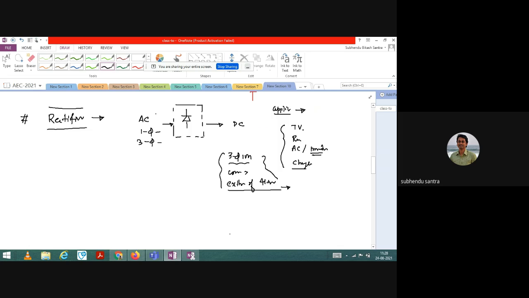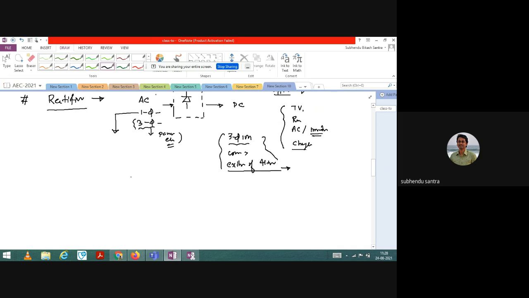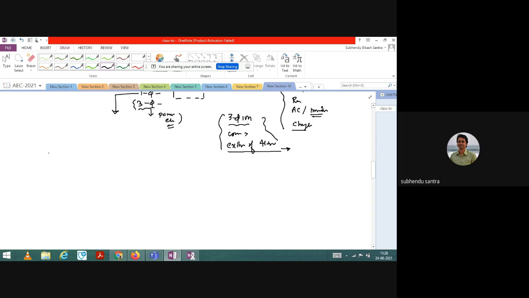Now what type of rectifier do we need to concentrate on? In your syllabus, I will not concentrate on the three-phase rectifier. You will study the three-phase rectifier in the power electronics course next semester. Here I will be concentrating on the fundamental, which is the single phase rectifier. The rectification purpose you already told me: a rectifier means AC to DC.